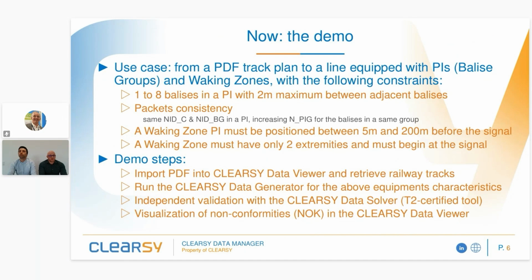For the balise groups, it will be their position according to signals and the distance between themselves, and also some consistency in the packets. For the working zones, it will be their position according to specific balise groups, and also that they should not have any switches inside them. Then we will modify the database to introduce non-conformities, and we will run the CLEARSY Data Solver, our T2 tool, to raise those non-conformities. At the end, we will be able to visualize these non-conformities in the CLEARSY Data Viewer. So let's start the demo.